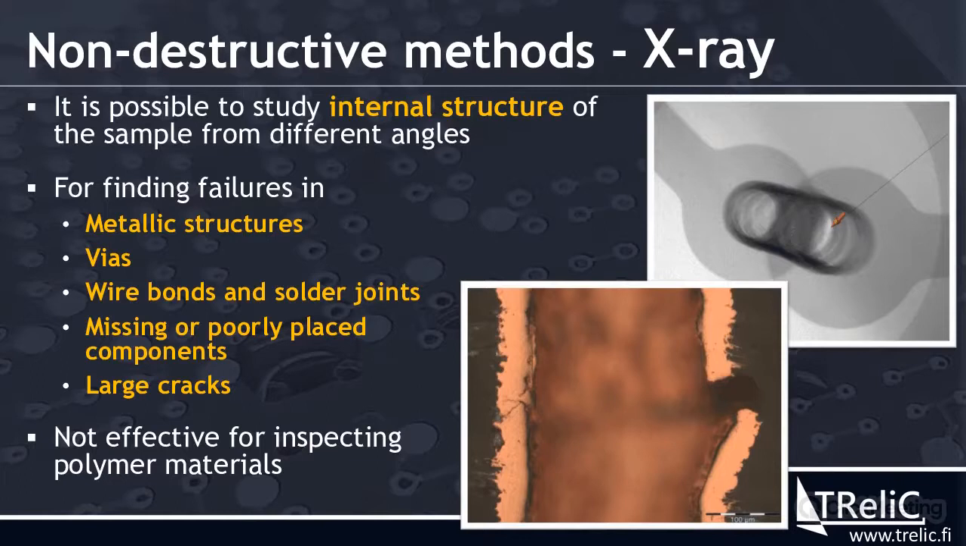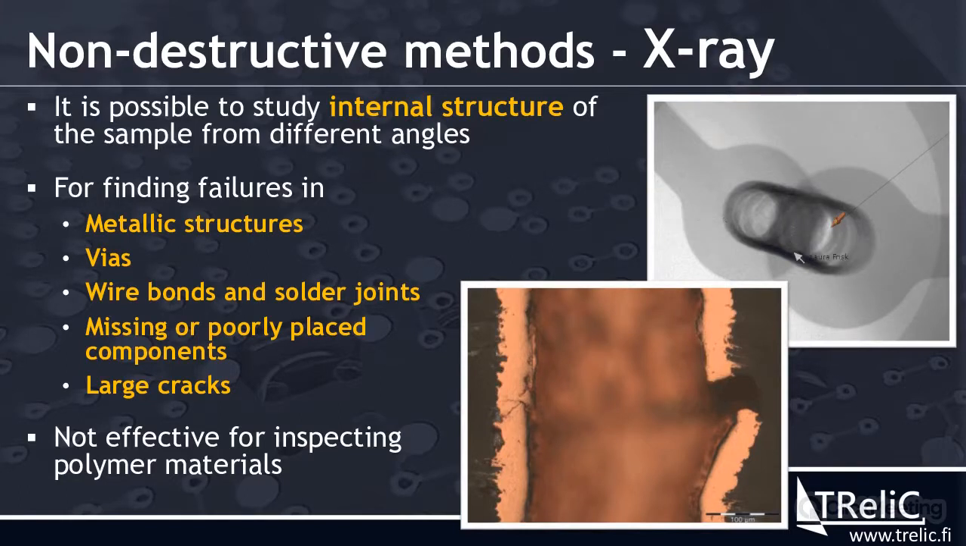Then about non-destructive methods, X-ray is commonly used to study metallic structures, and it's commonly used in electronics and electrical engineering. So basically what we can do with this is check that all the components are where they should be, that the attachments made with soldering, for example, are as they should be, and so on. So it can be used to check is everything as it should be, and are there failures or not.